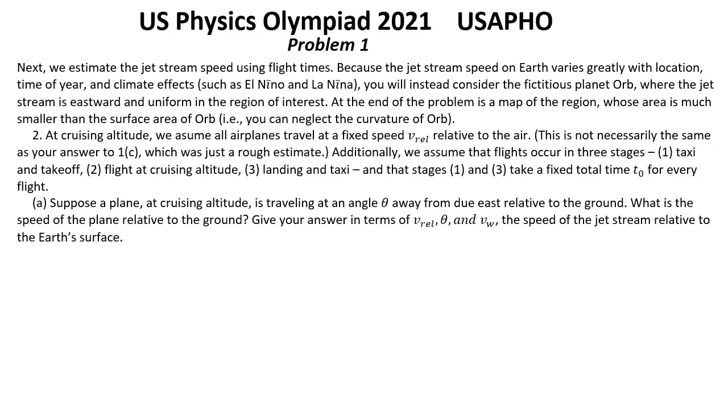Question A from part 2. Suppose a plane at cruising altitude is traveling at an angle theta away from due east relative to the ground. What is the speed of the plane relative to the ground? Give your answer in terms of v real, theta, and vw, the speed of the jet stream relative to the Earth's surface.